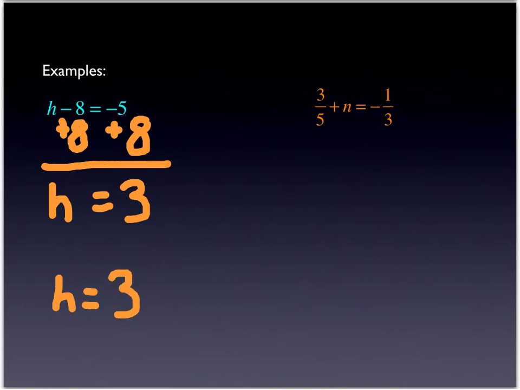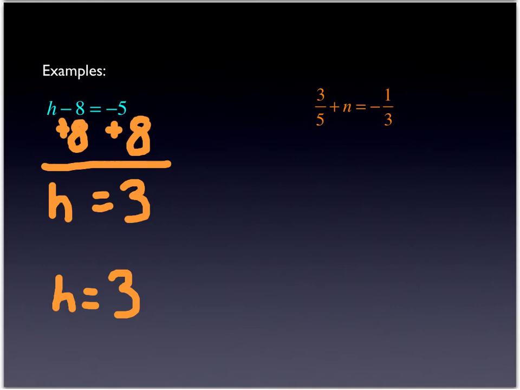Now, the nice thing about equations is you can take this 3 and you can put it back in the original equation. 3 minus 8 is negative 5. It is, and so then you're done. All right, let's take a look at our other example here.